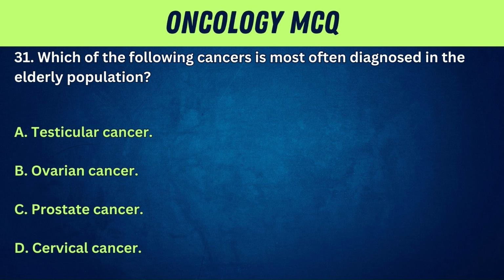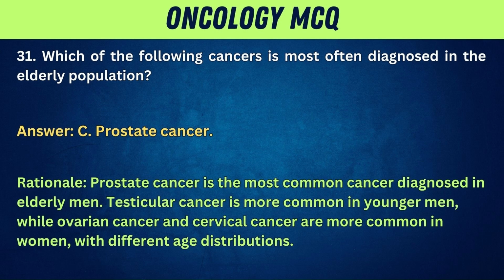31. Which of the following cancers is most often diagnosed in the elderly population? A. Testicular cancer. B. Ovarian cancer. C. Prostate cancer. D. Cervical cancer. Answer: C. Prostate cancer. Rationale: prostate cancer is the most common cancer diagnosed in elderly men.